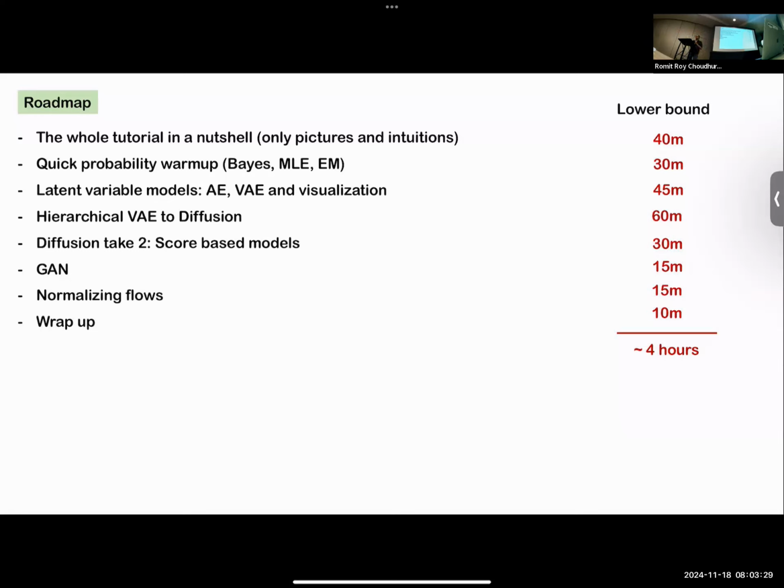Then we'll get into latent variable models, autoencoders, variational autoencoders, then hierarchical VAEs. Somewhere here will be lunch, halfway into hierarchical VAE, hopefully. Then we'll do diffusion. We'll do a little bit more diffusion and finish off with GAN and normalizing flows. That's basically the end of the session. My hope is you will have a reasonably good overview of generative models, state of the art.